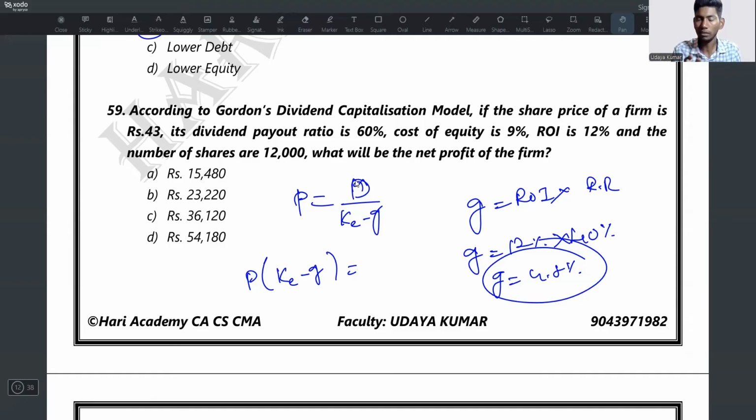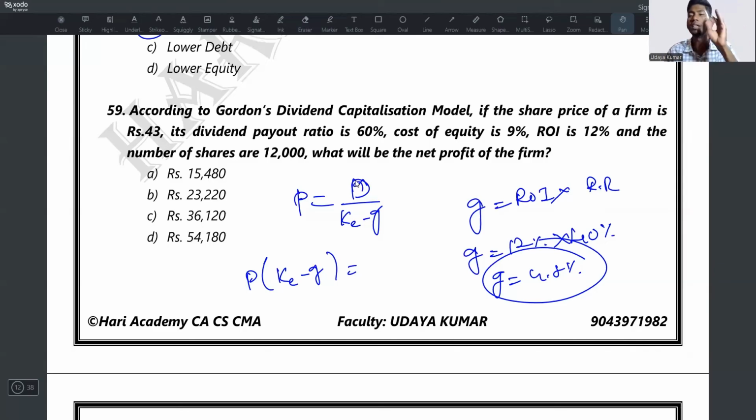Total dividend you will get, right? So I substitute the values, 1.806, which I got as the dividend value. As I told you, the first thing which is given, first we have to calculate the growth, which is nothing but ROI into retention ratio. Here in the question, nowhere is the retention ratio given. But ultimately you can easily find it out because the dividend payout ratio is 60%. So the remaining portion is nothing but the retention ratio, right?